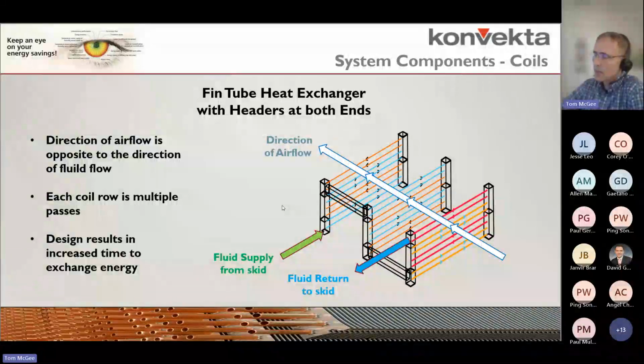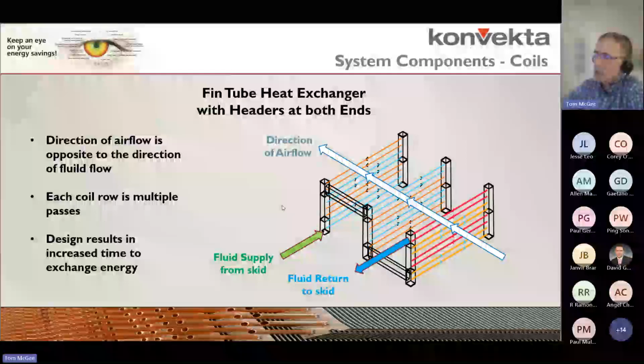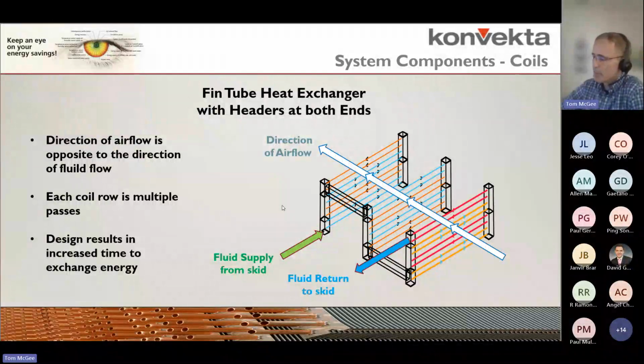So for a Konvekta 3-row coil, we're showing 4 passes per row. So this is a 12-pass assembly. What does that mean from an energy transfer or energy efficiency standpoint? If you think about the path of flow, that fluid has to flow a lot further through an equivalent Konvekta assembly. So therefore, it's spending a lot more time in a Konvekta coil, more residence time, and more time to exchange energy between the fluid and the airstream.